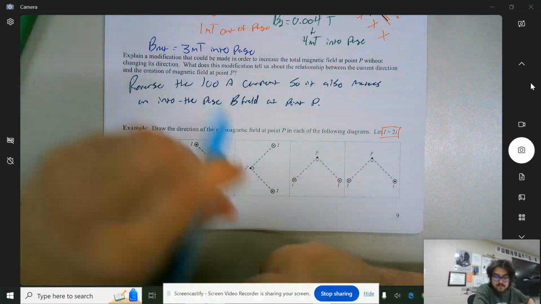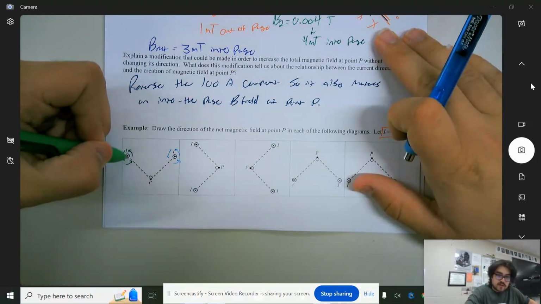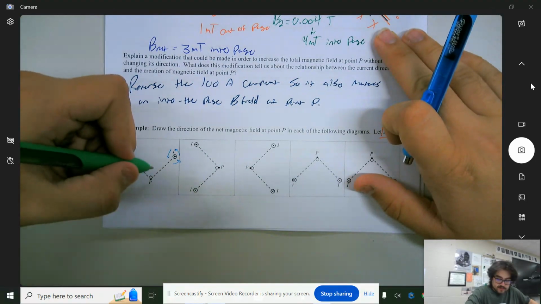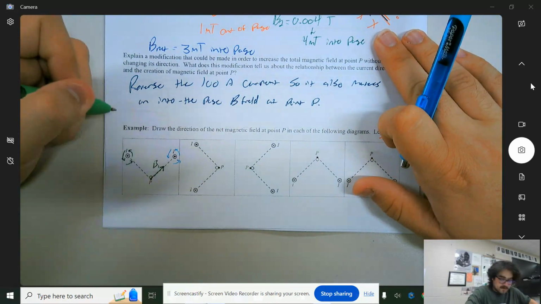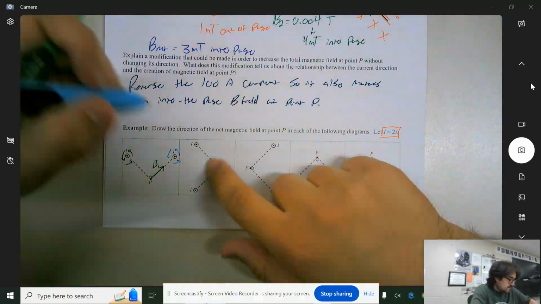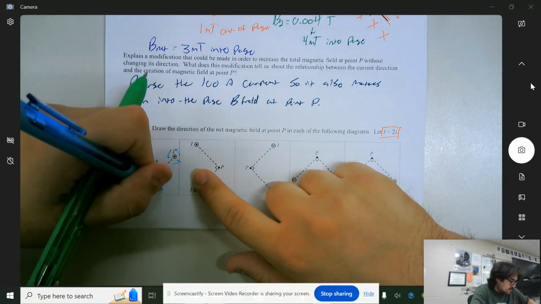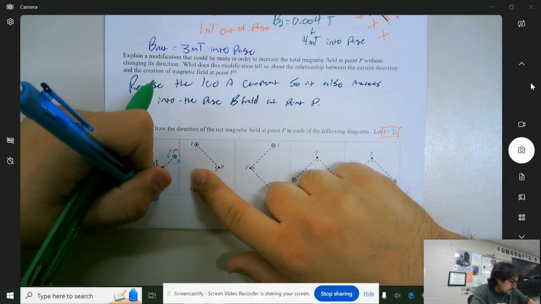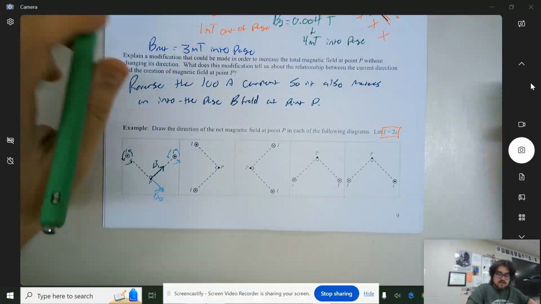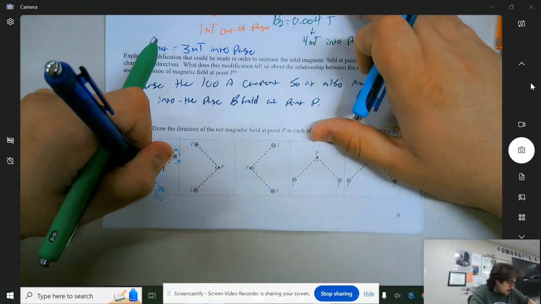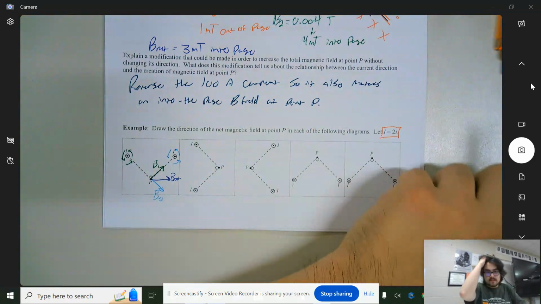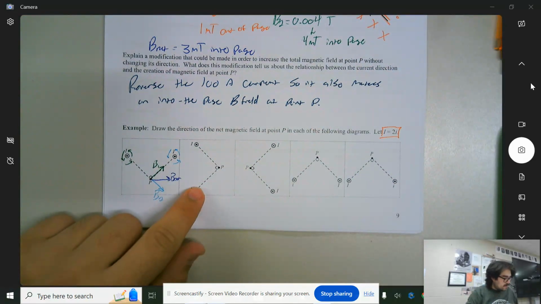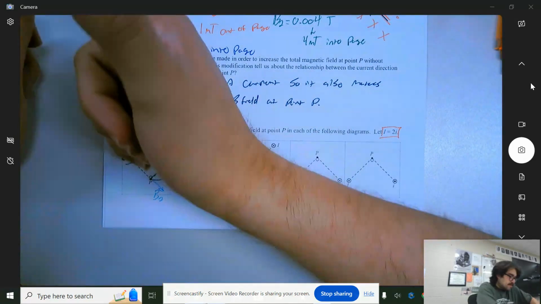Okay? And at point P, you're going to notice if we stretch this circle out, right? Point P is going to go about up this way, okay? And then you're going to notice that for the other one, if we stretch it out, it's going to go about down this way, okay? We've done that example, okay? And then you have a net field going to the right, okay?